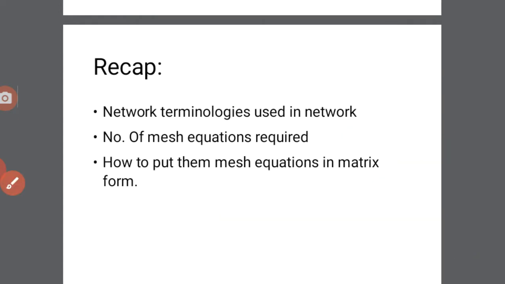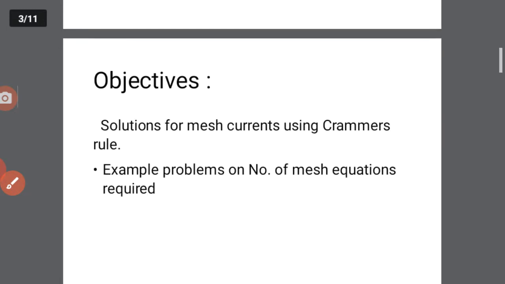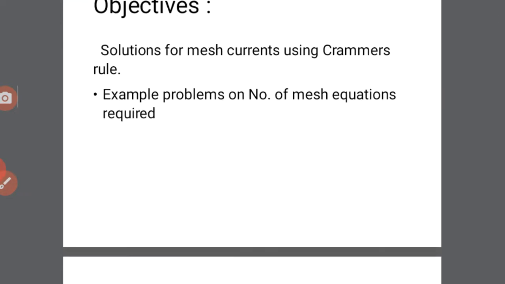Now, today's objective is the solution for mesh currents using Cramer's rule. In the last class we just learned how to put the mesh equations into matrix form, only to put them into matrix form. But here we learn how to solve these matrices. The best method is Cramer's rule, which is used to get the solutions for the matrix form.